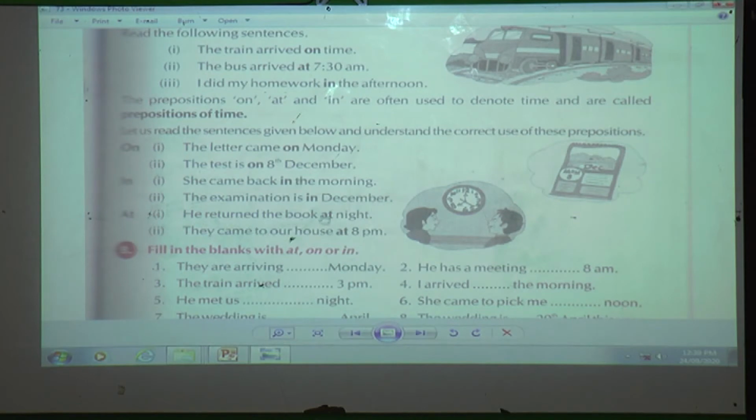He returned the book at night. They came to our house at 8 p.m. Now here also we can see on, in, at. What do they show? They denote time: Monday, December, morning, December, night, and 8. They show us the time.